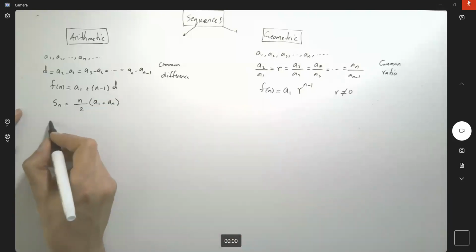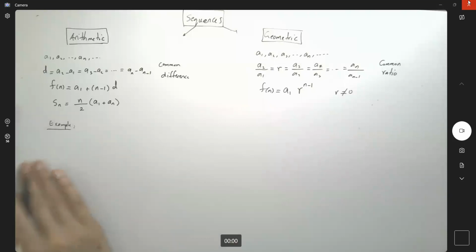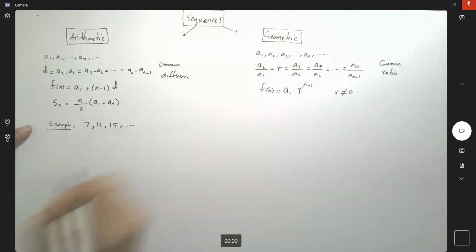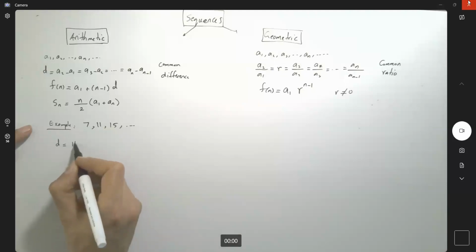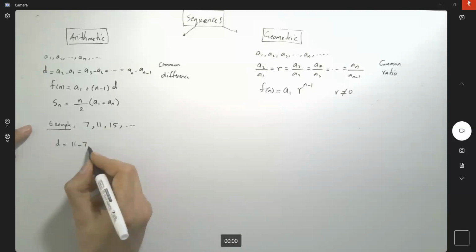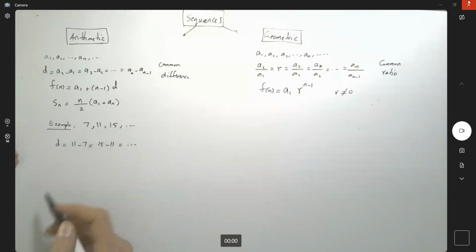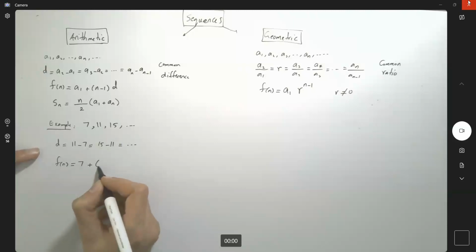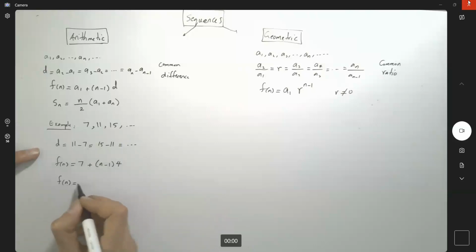Give me an example. For example, related to arithmetic sequence, what did you have? You had 7, 11, 15, 19, and so on. The difference between the terms was the same. D was 11 minus 7, which was the same as 15 minus 11, which is the same as 19 minus 15, and so on. And f of n, as you remember, is 7 plus n minus 1 times d, which is 4. Or f of n is 4n plus 3.